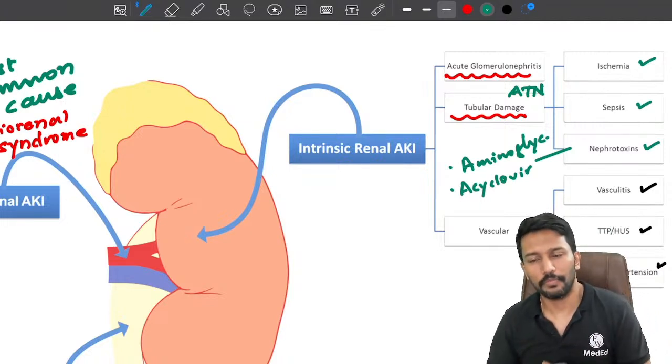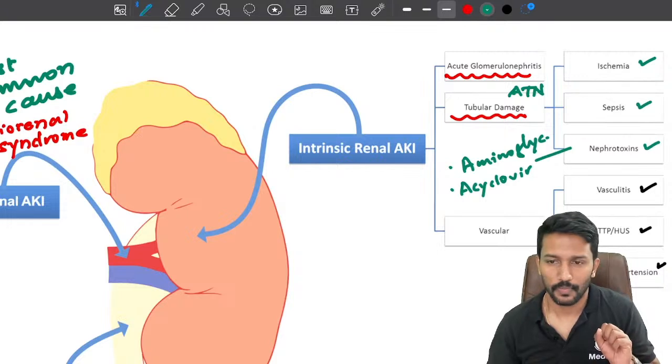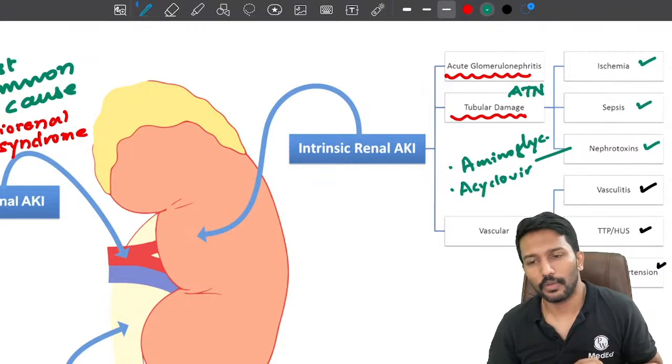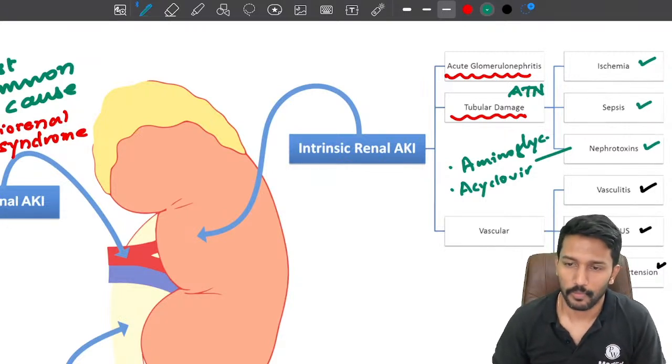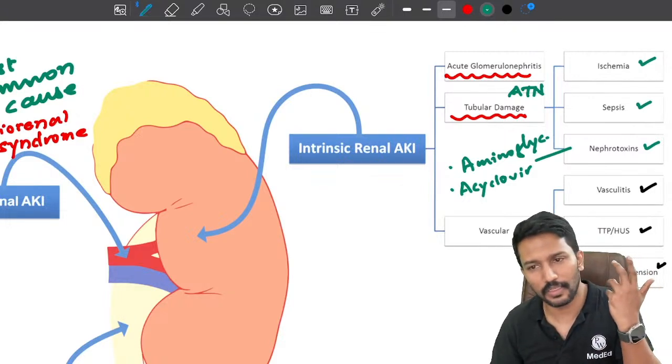But there's one more question. If I get a patient whose creatinine is elevated or urine output is low, I cannot solely depend on the history saying that this is AKI, because patient might not have recognized the decrease in urine output, or patient might not have done his creatinine in the past.